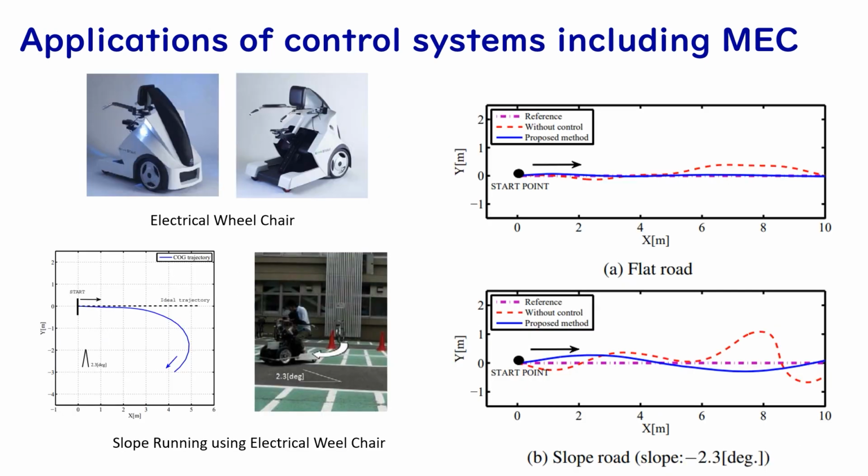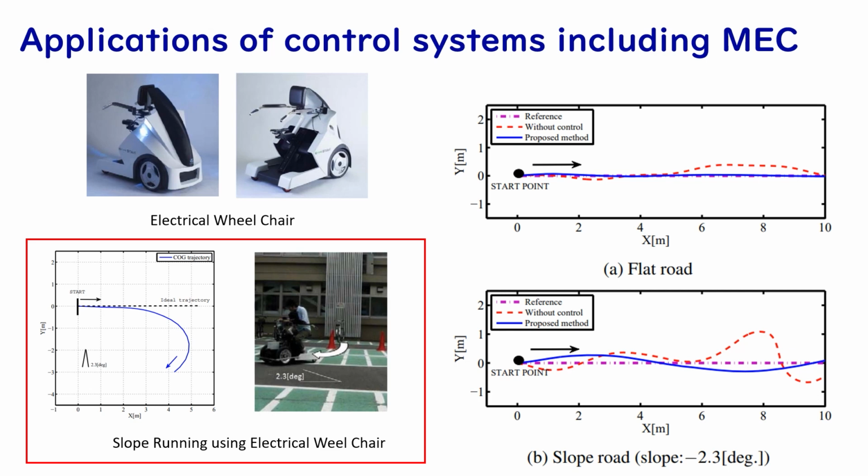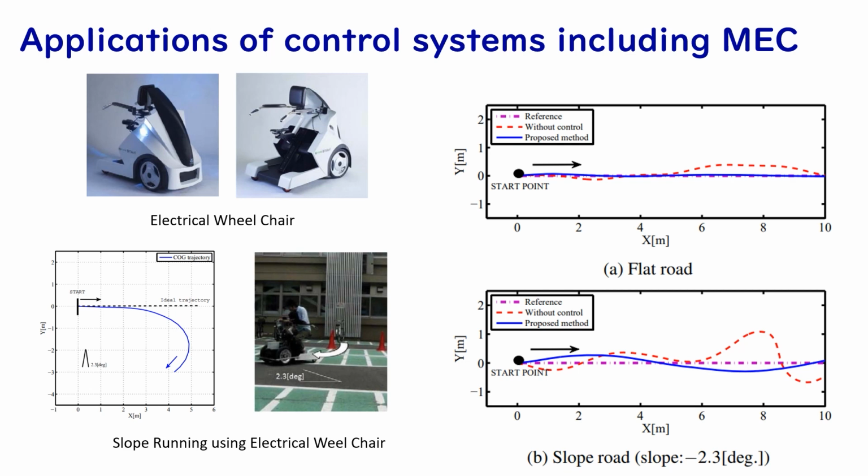This slide shows a case of an electric wheelchair. This vehicle has 2 motors and a free caster. It is difficult to control. This figure shows the slope running using the electric wheelchair. The same torques are applied for the 2 motors. Then, the electric vehicle turns around.